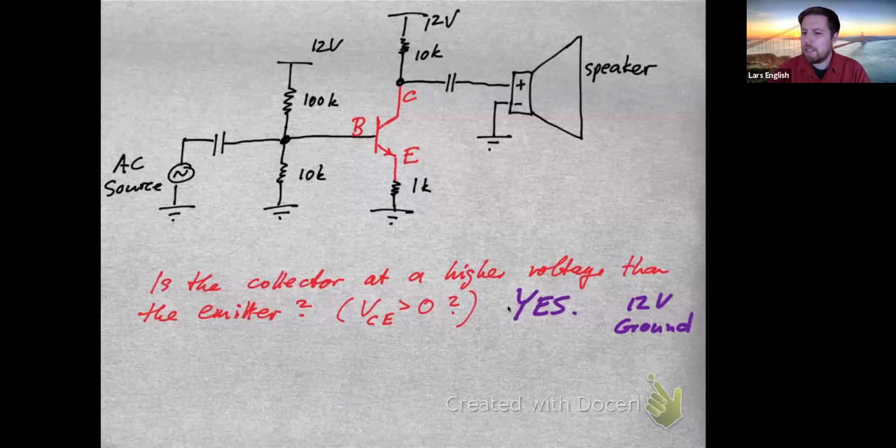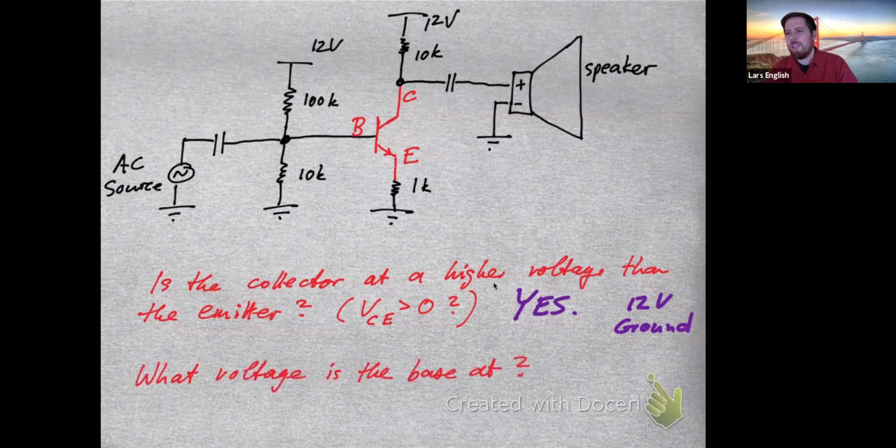I'm claiming yes, because we've hooked the collector up via this resistor to the 12-volt battery power supply. The emitter side is hooked up via this other resistor to ground, so 0 volts. And so we do get this large positive voltage. The voltage difference between C and E will still depend on how much current flows through here, because we get this voltage drop across this 10 kilo ohm resistor.